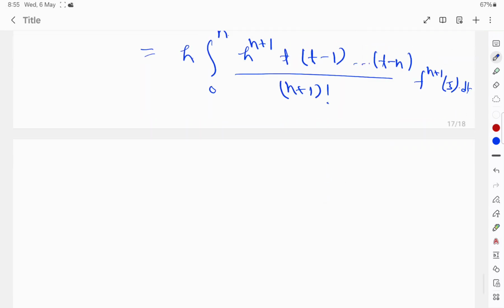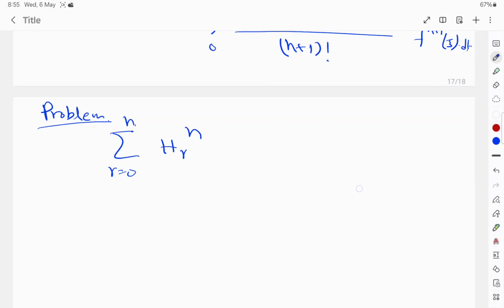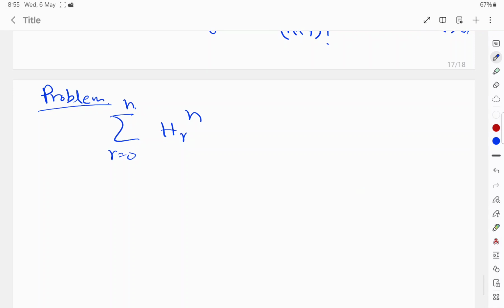Anyway, now what are the types of questions that come in your exam? So problem: suppose the first problem is summation of H_r^n, what is the value? So this value, if you see, will be b minus a, or nh. So how to prove?